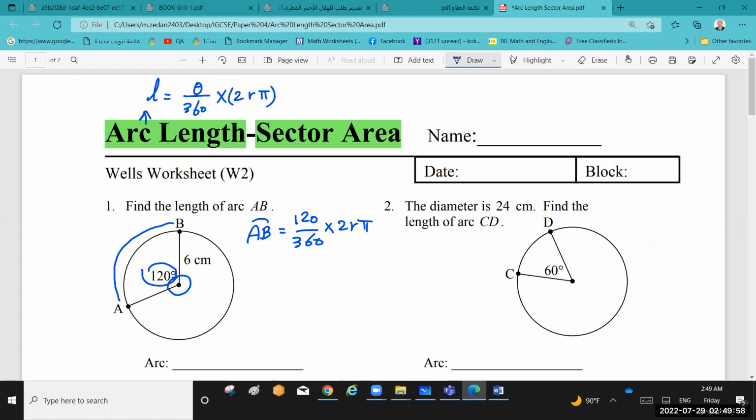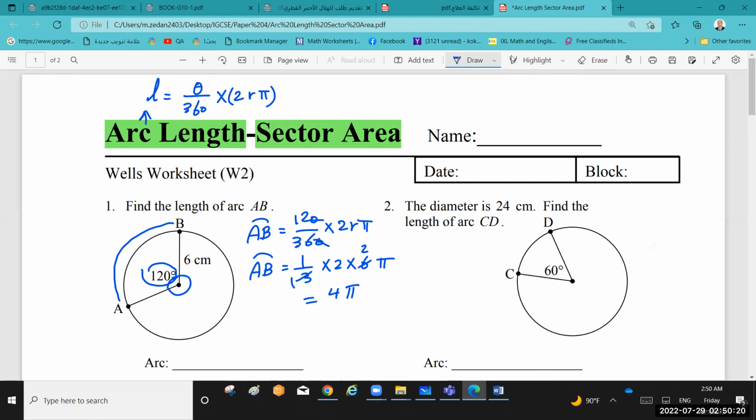This is the rule. So by applying this formula, the length of AB is equal to, just simplify, divide by 12, 1 divided by 12 is equal to 3 times 2, the radius now is 6 pi. So divide by 3, 1 divided by 3 is 2. So this arc length is 4 pi.